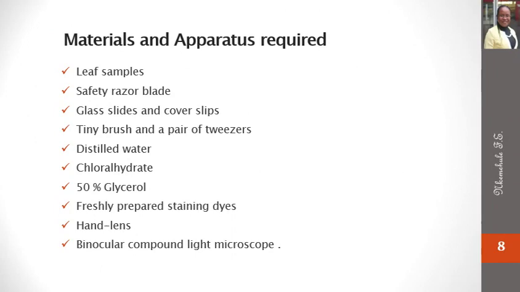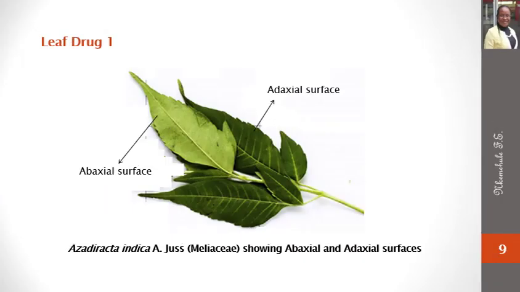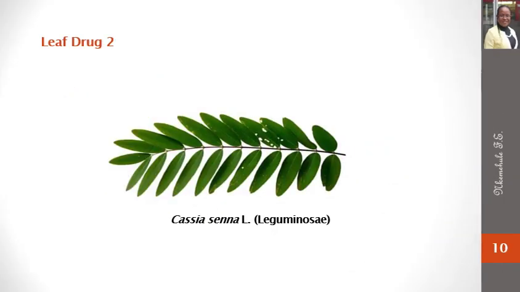These are the materials and apparatus required in this schedule. For the purpose of this slide cast, we are going to focus on two leaf drugs: Azadirachta indica, commonly called neem, and Cassia Senna, commonly known as Senna.